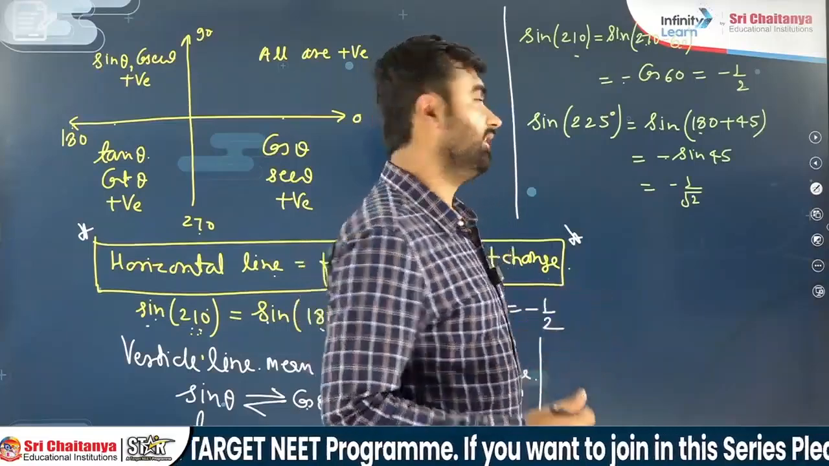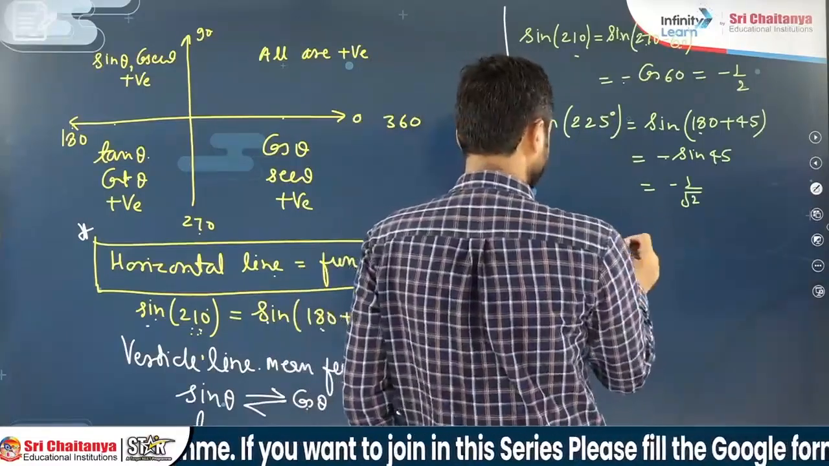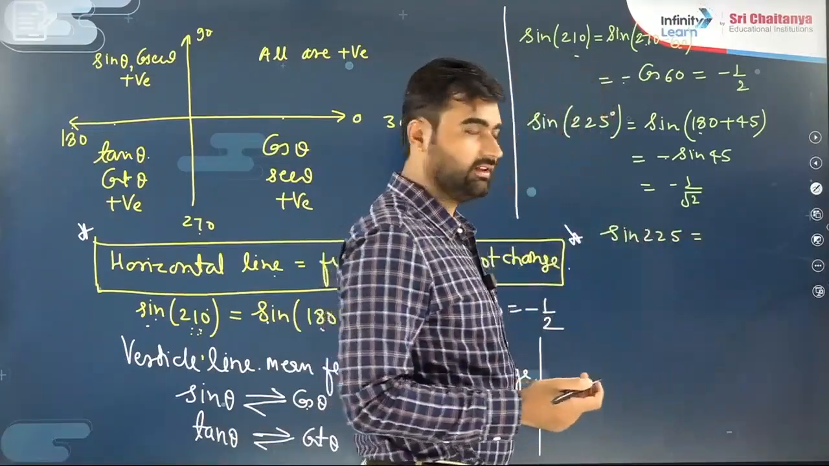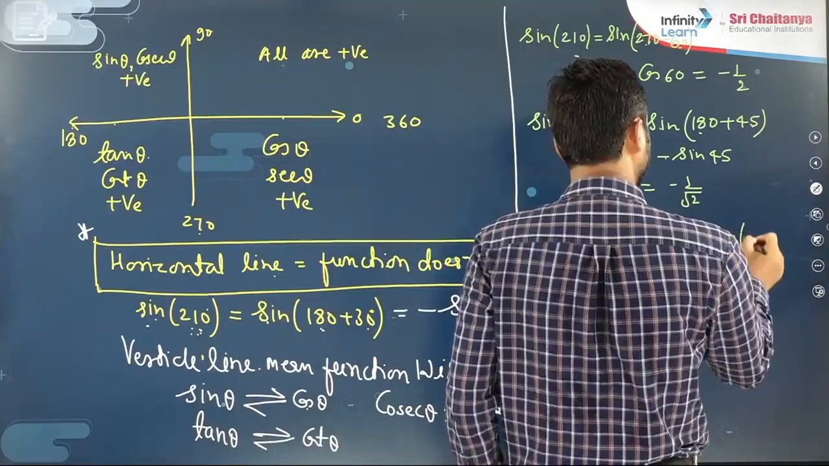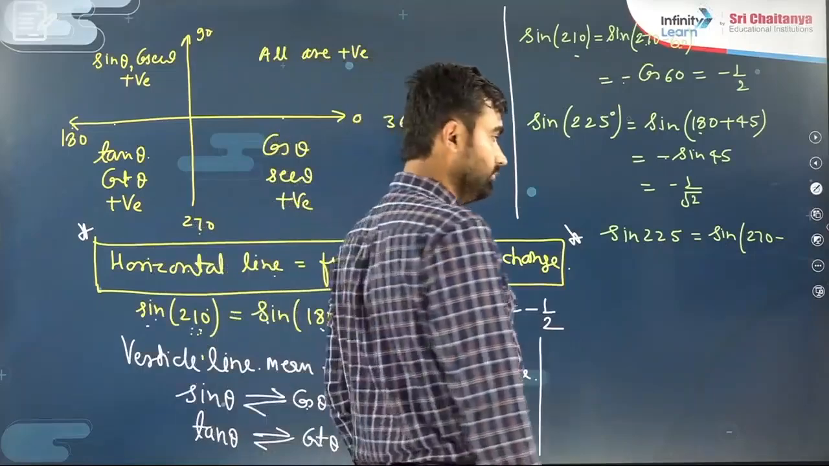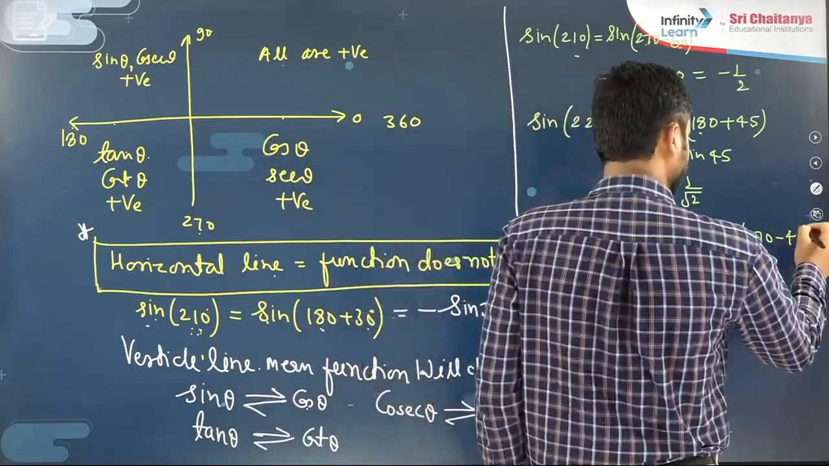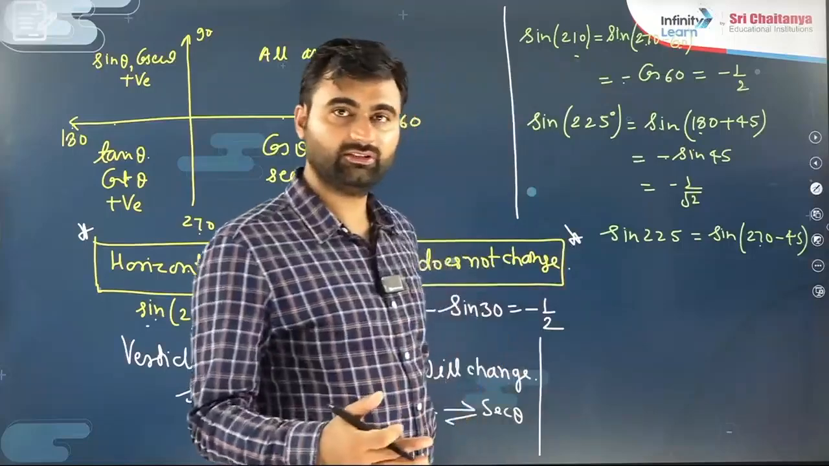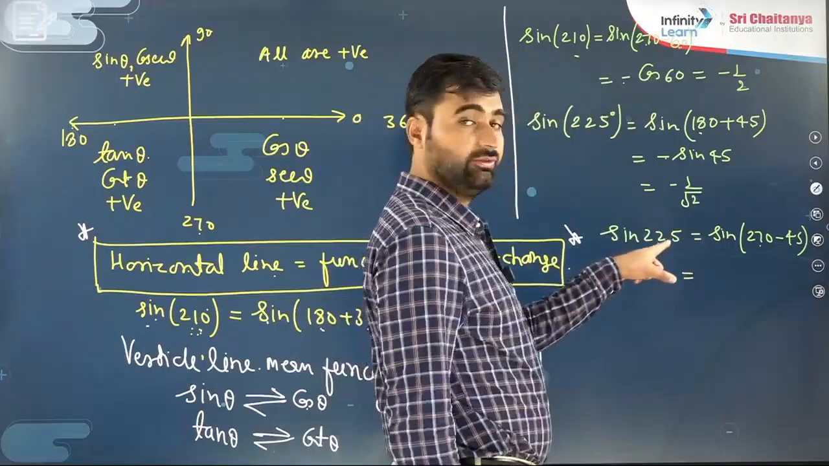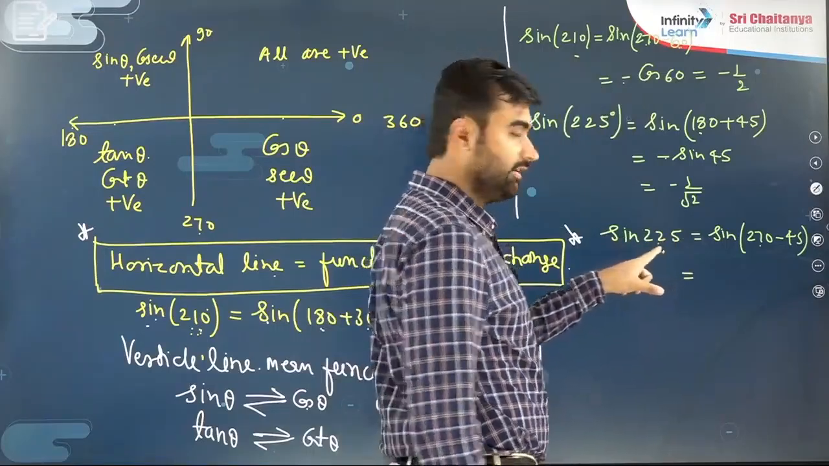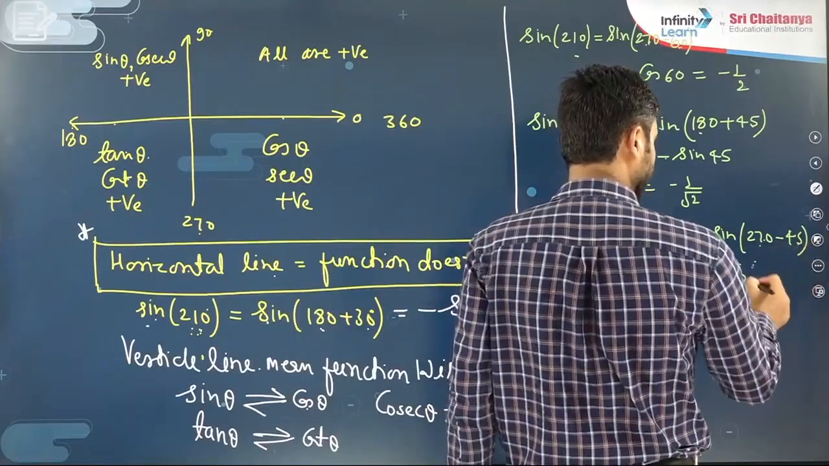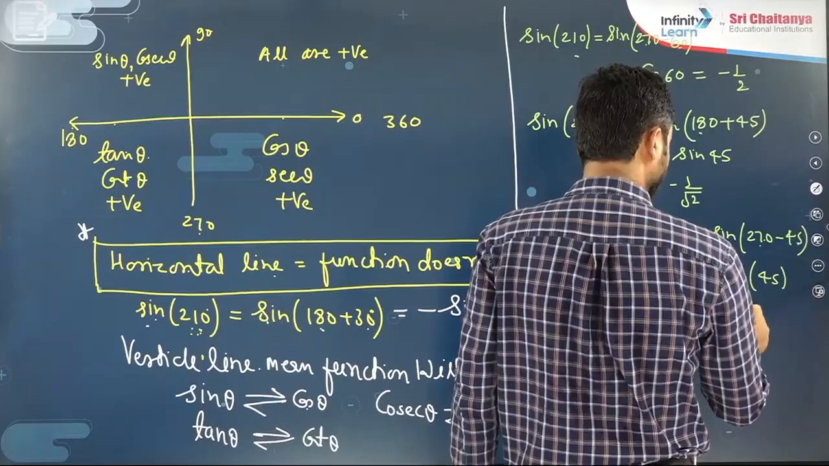Some students are saying, sir, we can write this sin 225 by using the vertical line. Yes, we can write it as sin 270 minus 45. Okay. So it is 270, and 270 means the function will change. Sin will change into cos. And check whether it is positive or negative. It is in the third quadrant, sin theta is negative in the third quadrant, so here a minus sign. Sin will change into cos and the final angle is 45. Cos 45 is 1 by root 2.